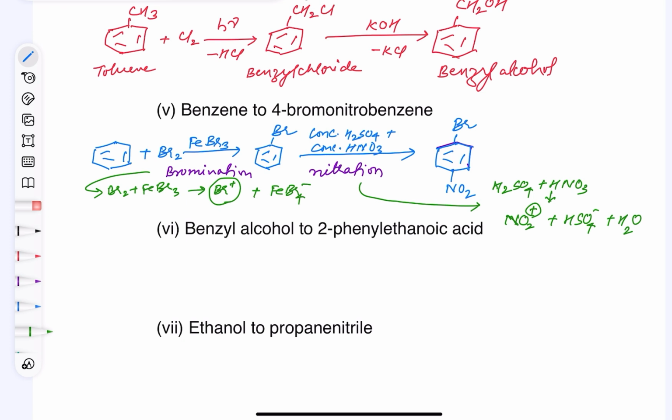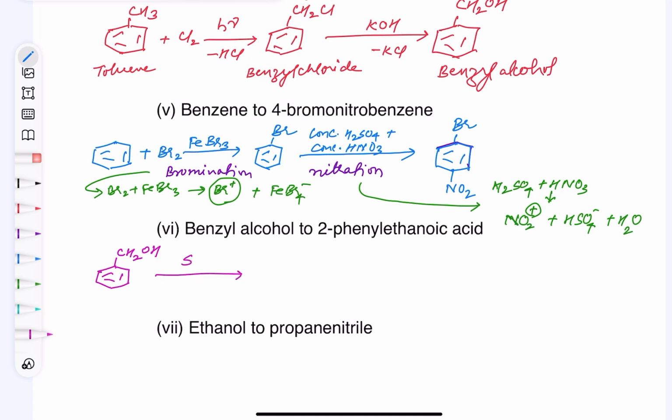Now let us see the sixth conversion, that is benzyl alcohol to 2-phenyl ethanoic acid. So we know the structure of benzyl alcohol: over benzene, you are having CH2OH. This is your benzyl alcohol. Let us see that you are treating it with thionyl chloride, SOCl2, and you will see that OH will be substituted here with Cl, with minus HCl and minus SO2 gas.